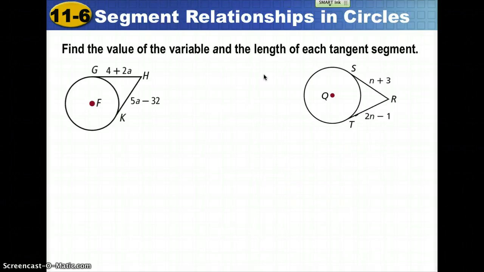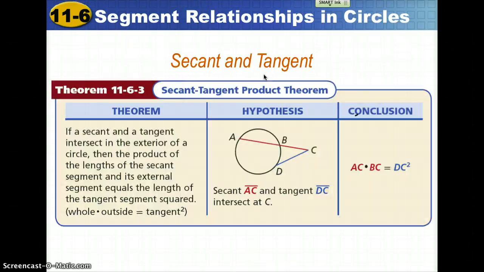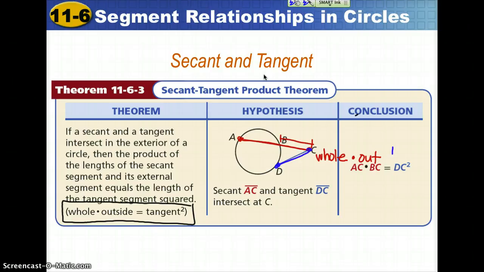Okay. Last piece of what we're talking about today is secant and tangent. If a secant and tangent intersect in the exterior, then the product of the lengths of the secant, the whole times the outside, is equal to the tangent segment squared. Whole times outside equals tangent segment squared. So here's the whole thing. Here's the outside piece. Whole times outside. That equals our tangent segment squared.